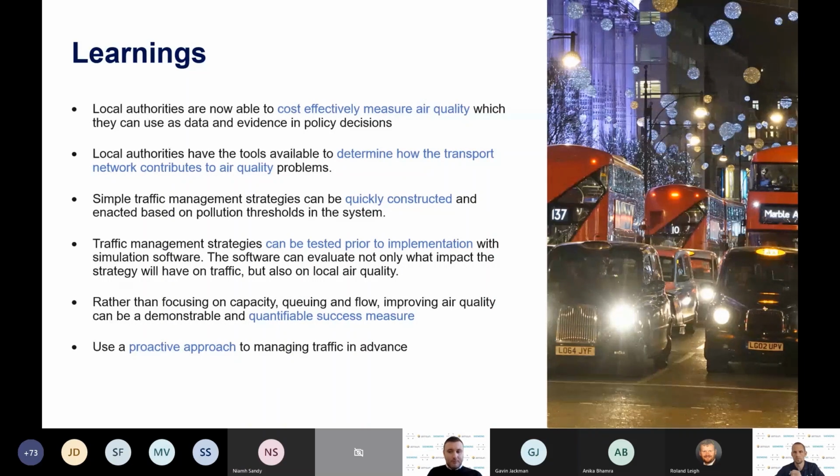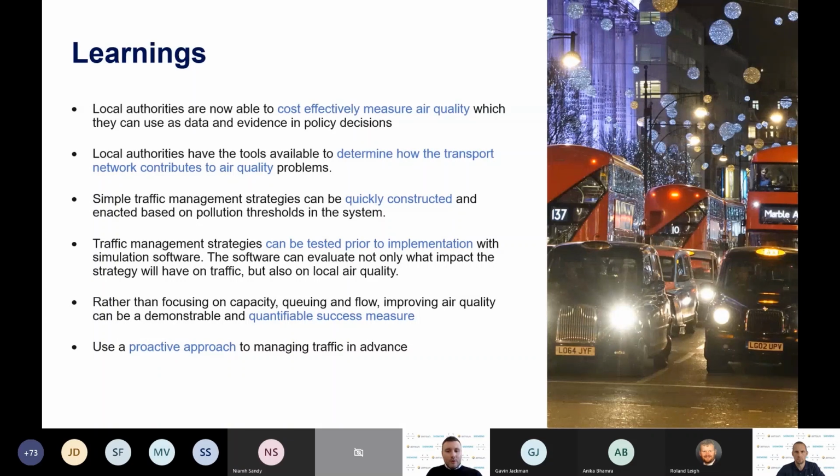Perhaps we've done that before, but now you can link that to an air quality model. So not only are you testing the impact that the strategy will have on traffic and queuing and capacity, but now you're also able to determine what impact that new traffic pattern will have on air quality, to really understand whether the implementation that you're intending is something that's going to be useful for your given goals around improving air quality.